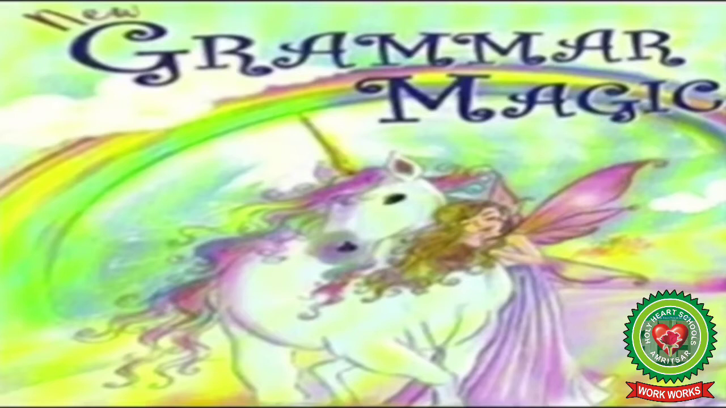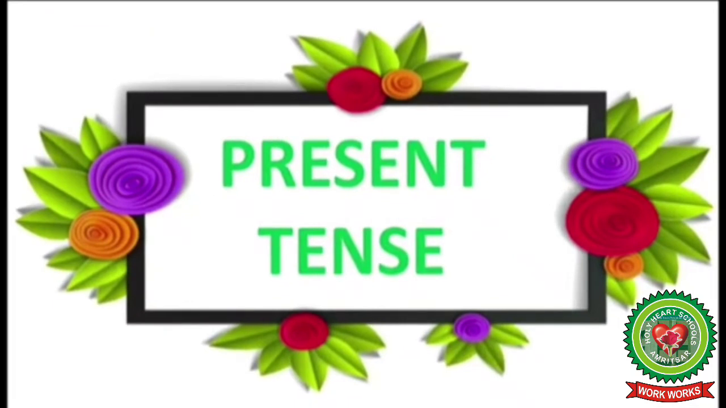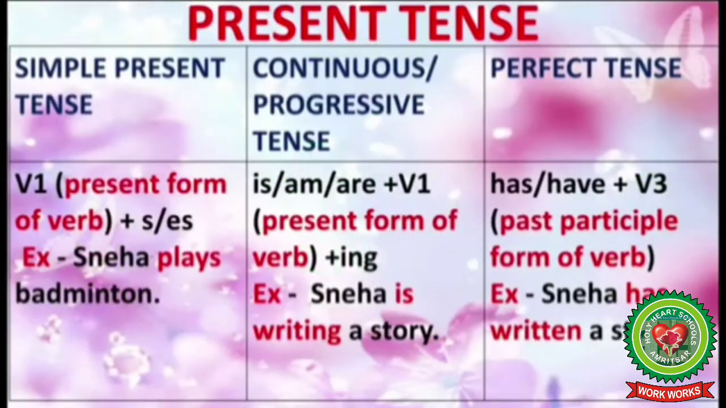Before beginning today's topic, let us recapitulate present tense. Students, this is the mapping of present tense. The rule for simple present tense is present form of verb plus s or es. For example, Sneha plays badminton.